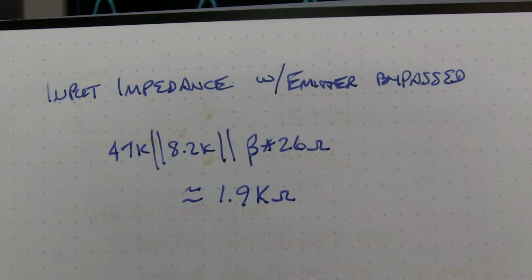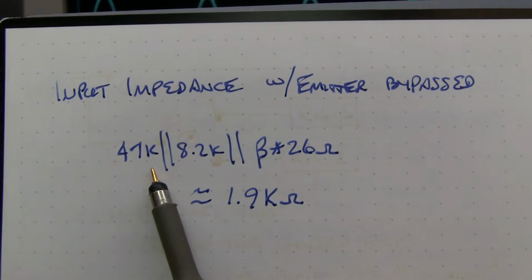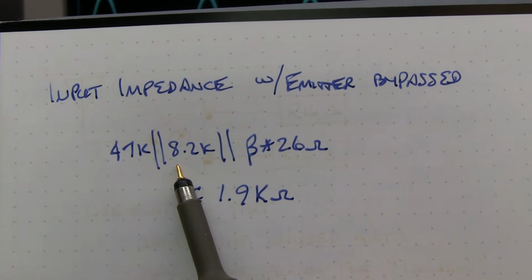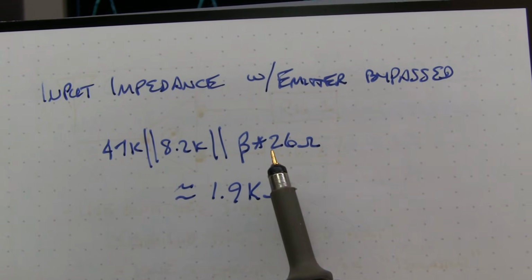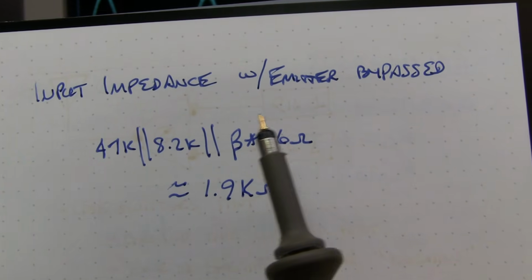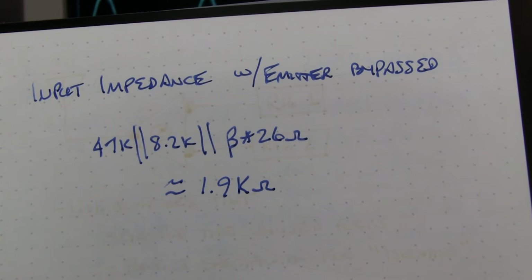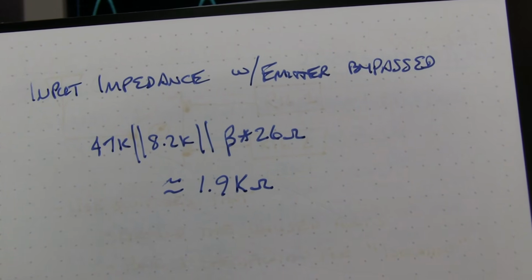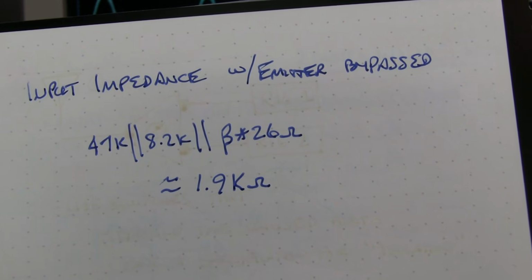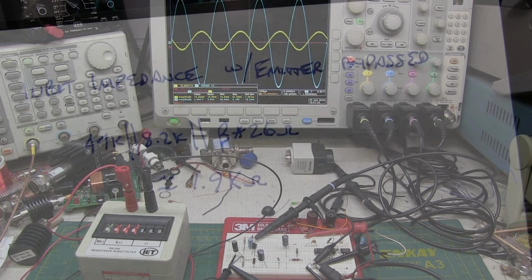And running the calculation for that emitter bypass case, we still have R1 and R2, 47 and 8.2K. In parallel, that's about 7K. That's now in parallel with beta times 26. This will be about 2.6K. So 7K in parallel with 2.6K is about 1.9k ohms. So by bypassing the emitter resistor, you do significantly lower the input impedance of that common emitter amplifier. That's something to keep in mind when you're cascading stages.